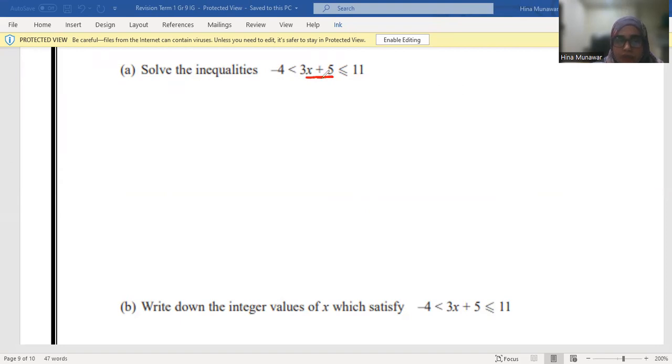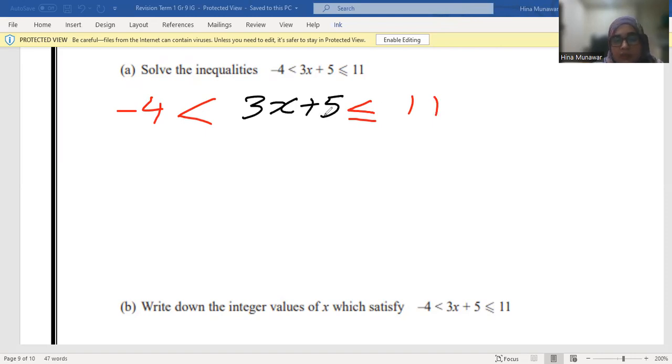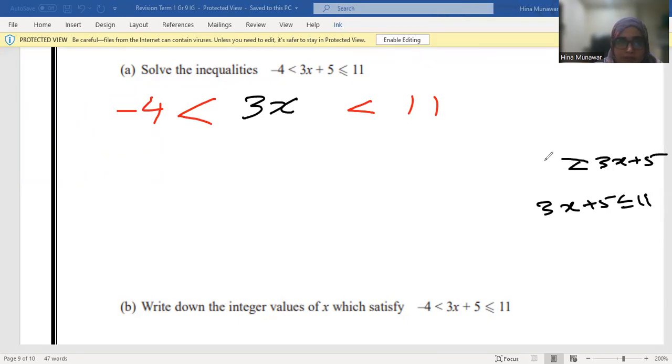Okay. So 3x plus 5 is greater than minus 4, but less than or equal to 11. I use the inequality symbols: it's less than minus 4 and less than or equal to 11 here. So basically 3x plus 5 is greater than minus 4, less than or equal to 11. Basically, there are two inequalities: minus 4 less than 3x plus 5, and 3x plus 5 less than or equal to 11. But we will solve them together here. So keep focusing here.